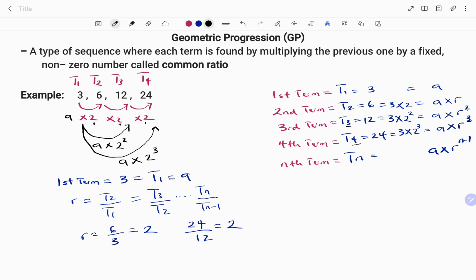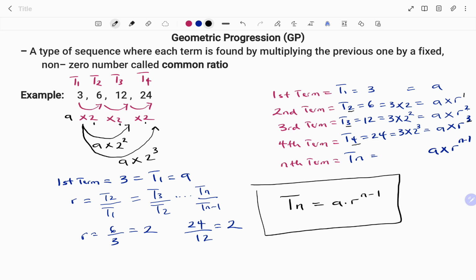Or if I have my second term, T2, the power of R will be 1. There's an invisible 1 there. In summary, the Tn for a geometric progression, or the nth term, equals A multiplied by my common ratio to the power of n minus 1.